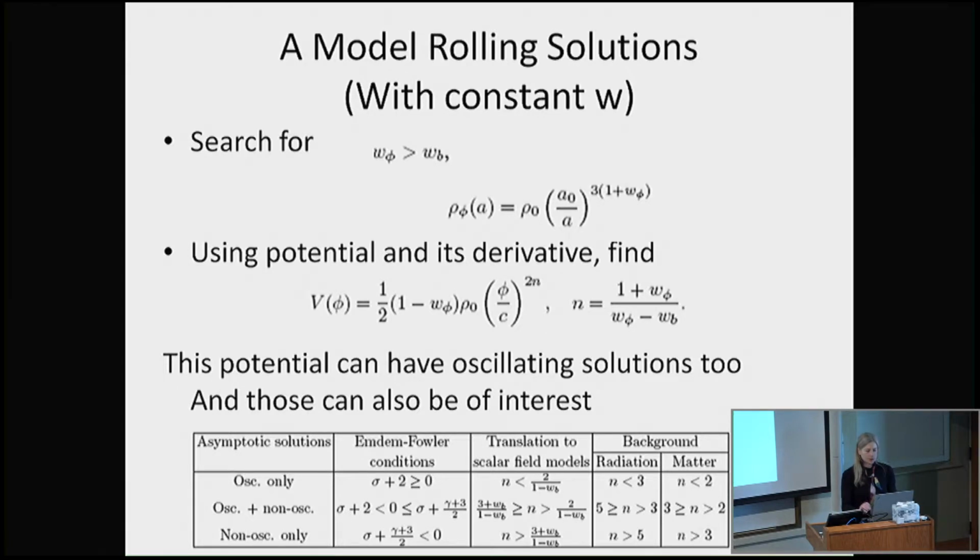Okay? So then you can ask, how do I categorize? Well, this is actually a well-known class of potentials, and it has actually been categorized. And you find for low n that you have just oscillating, but that's n less than 2, which is to say phi squared.